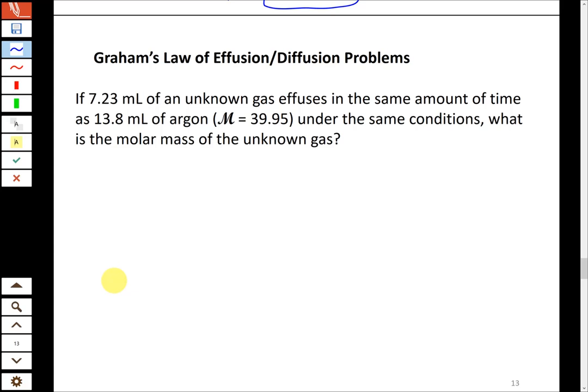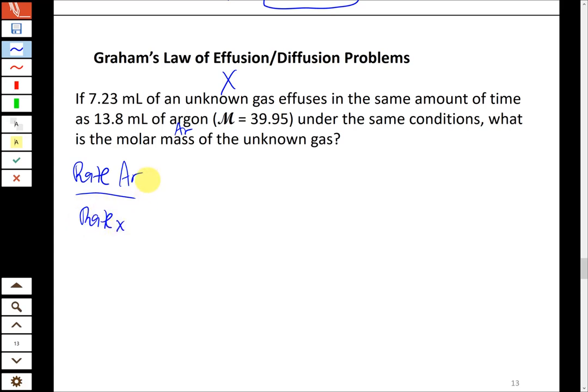All right, so here we have: if 7.23 milliliters of an unknown gas effuses in the same amount of time as 13.8 milliliters of argon, what is the molar mass of the unknown gas? And so again, here what we're going to be looking at is the standard form of the equation, the rates of the two gases. We can write this ratio in either order. So we have an unknown gas, which I'll call X, and then argon, which has symbol Ar. So the rate of argon over the rate of the unknown gas.